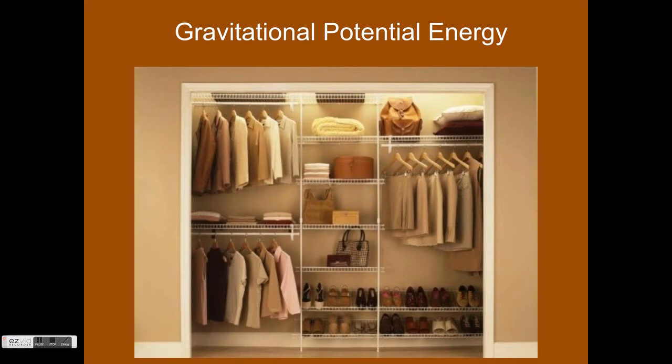For example, the shoes on the bottom shelf have less potential energy than the skirts above them because they are lowered to the ground. Objects with a higher mass also have more gravitational potential energy. The backpack on the top right shelf is just as high as the pillows, but since its mass is higher, it has more gravitational potential energy.